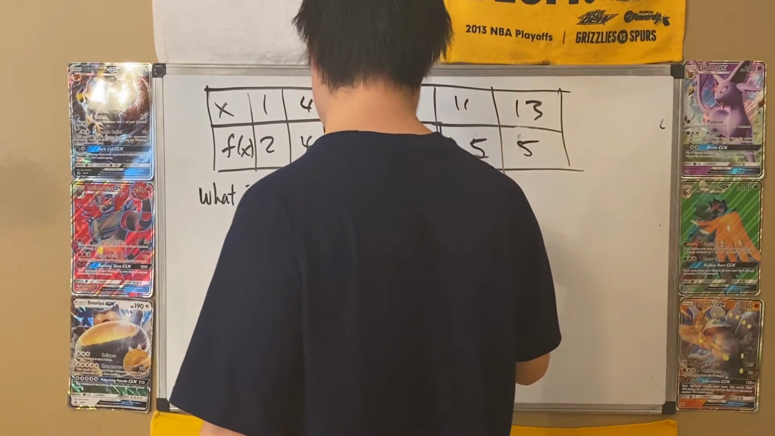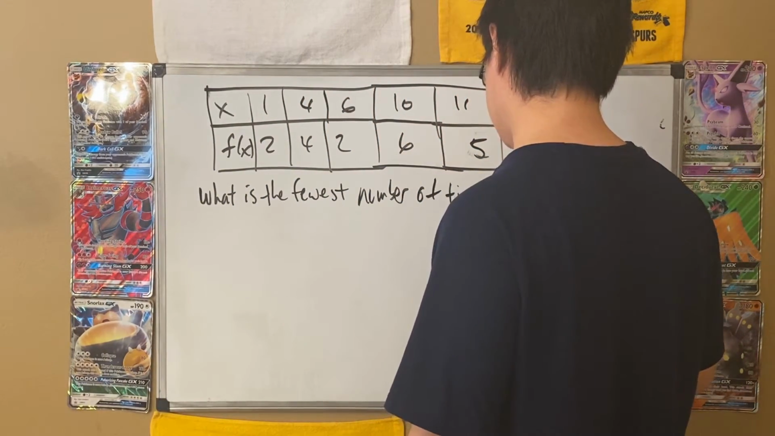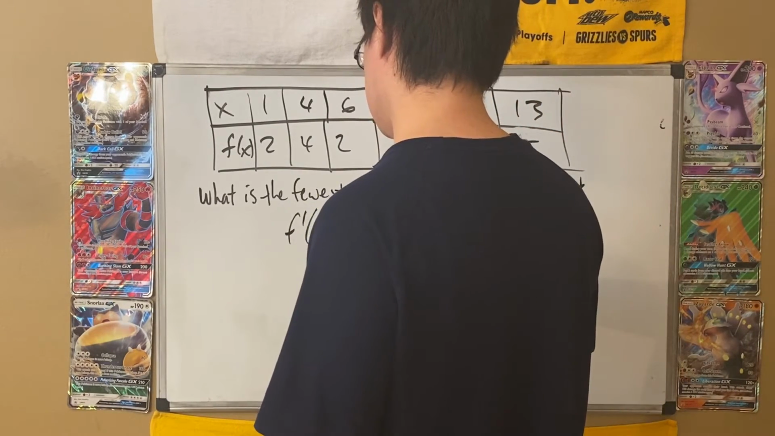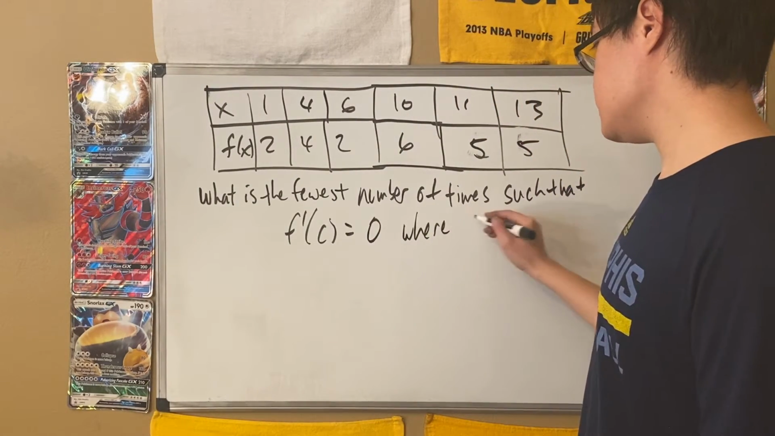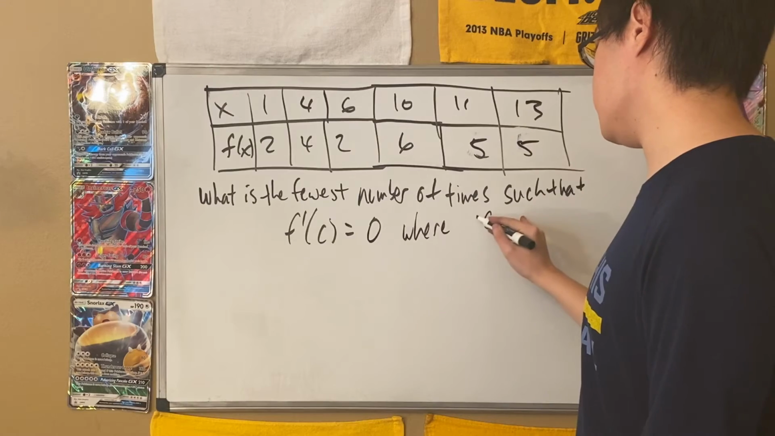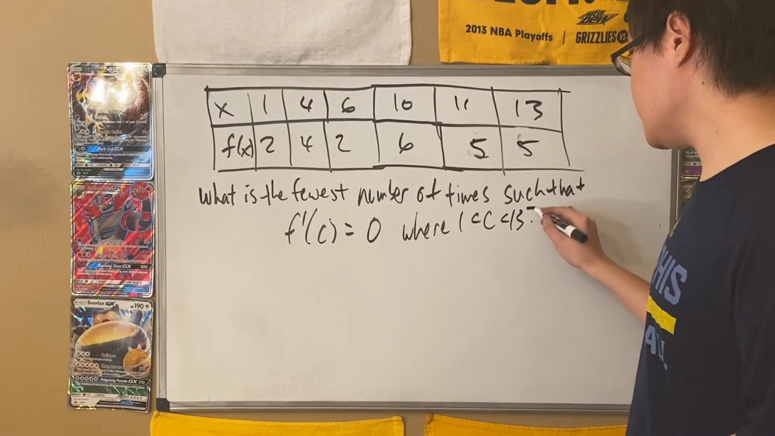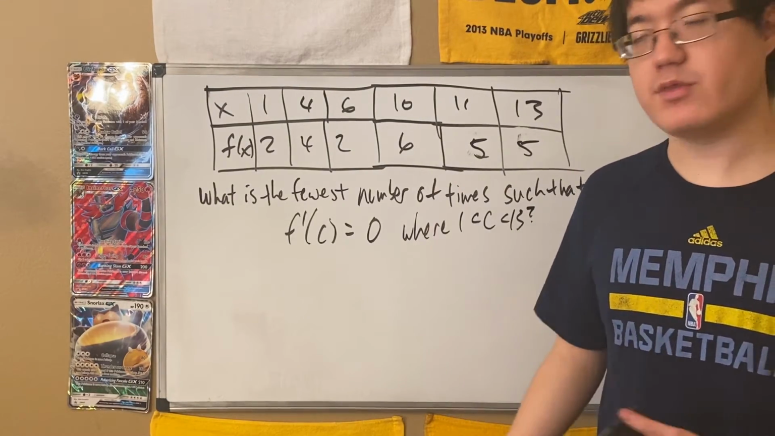Number of times such that f prime of c equals 0, where c is in this interval between 1 and 13. So keep in mind that once I conclude this, just like normal, I'm going to conclude with their question.